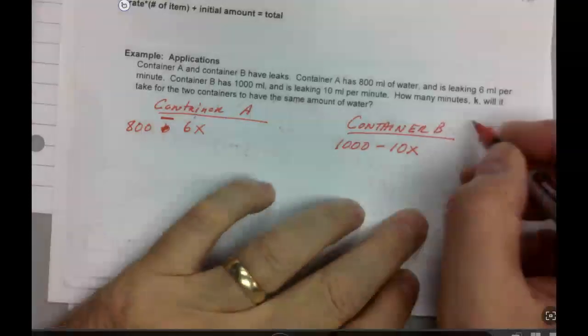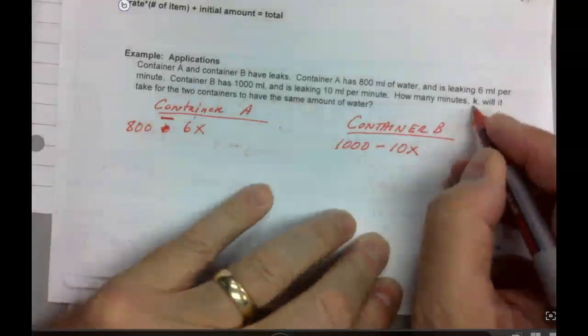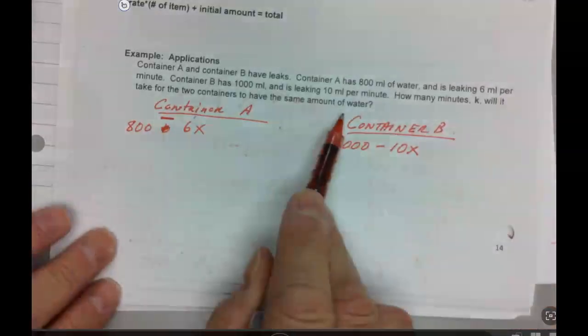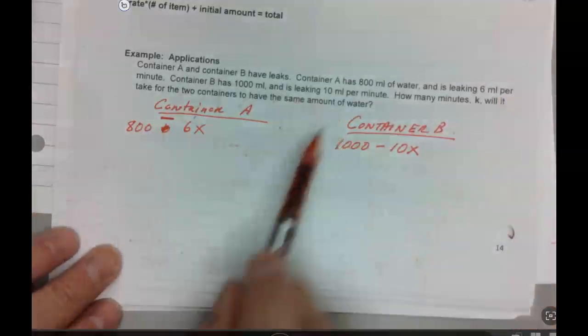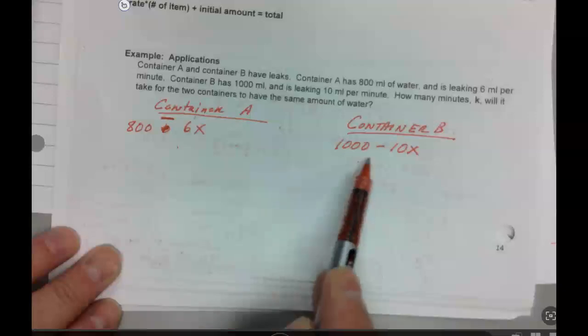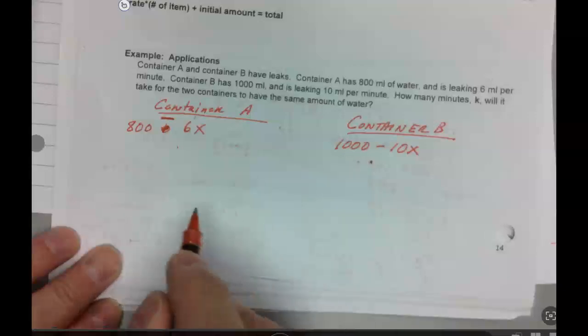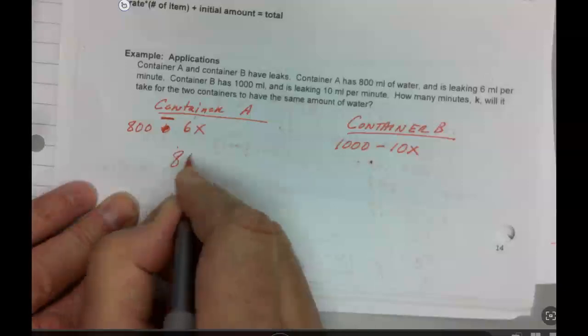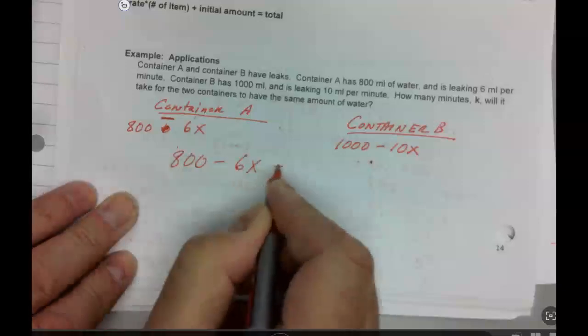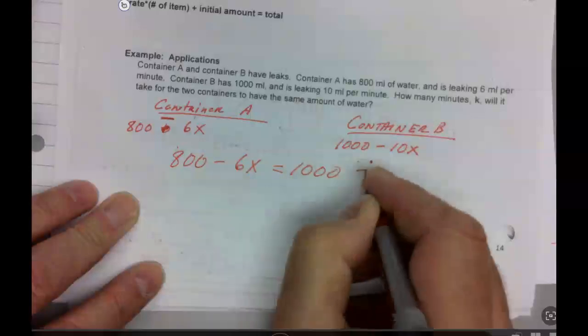So they said to use K for minutes. I'm going to use X, okay? They want to know when they have the same amount of water. So what are we going to do to these two expressions? Set them equal to each other, correct? So take 800 minus 6x equals 1,000 minus 10x.